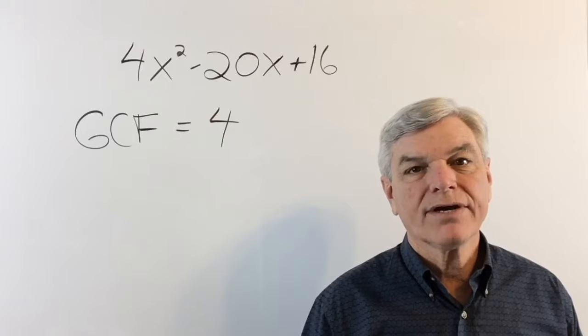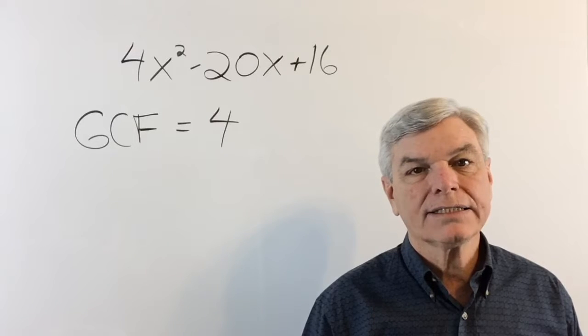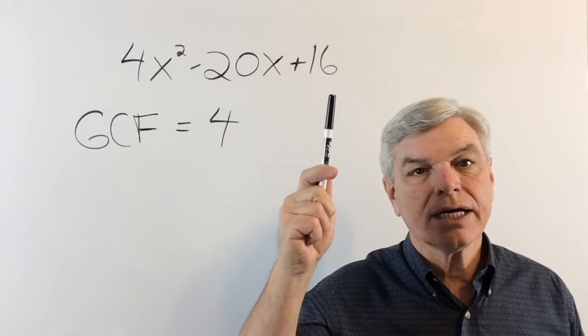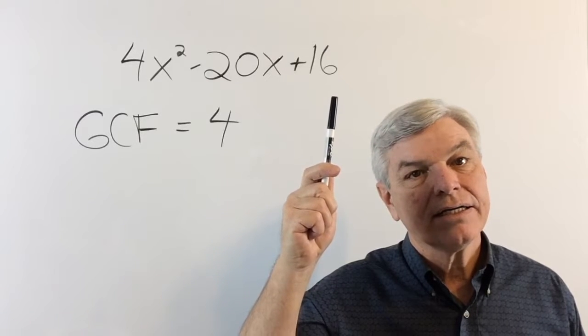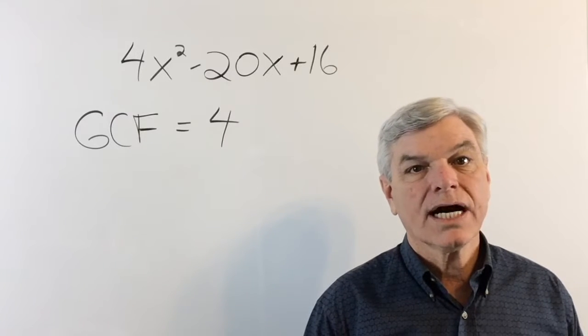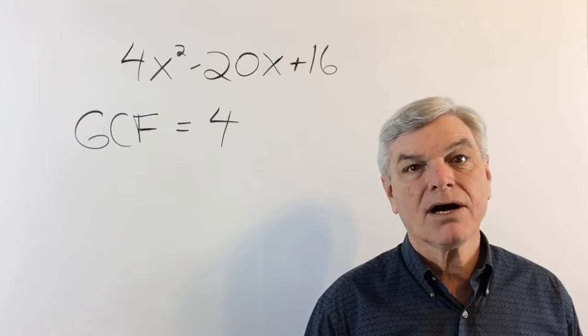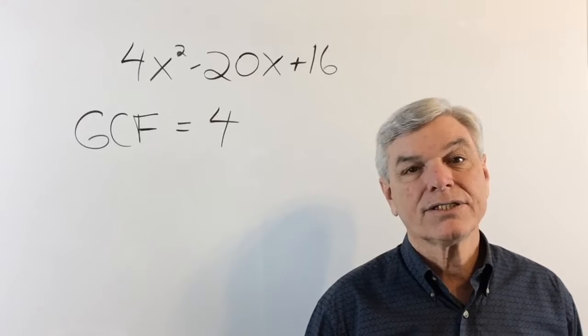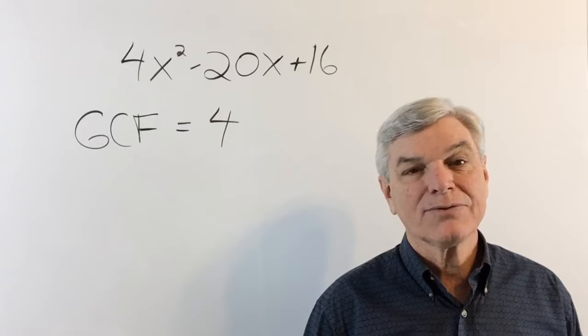Okay, and the only variable that we have going on is x, and we have x squared, we have x, and we don't have anything here. So x is not common to all these. It's only common to 2 of them. It needs to be common to all 3 or all 4 or however many factors or terms you have. In this case, we have 3.